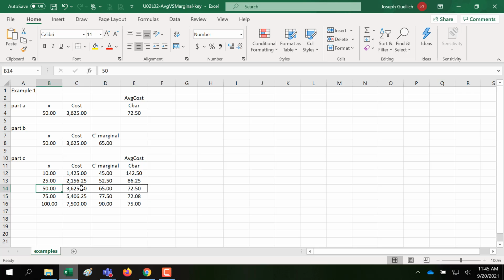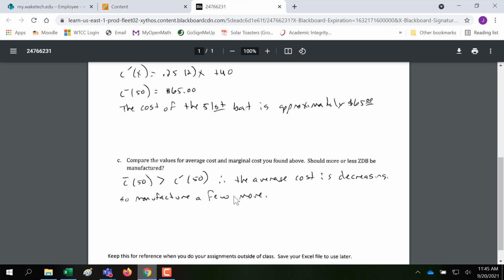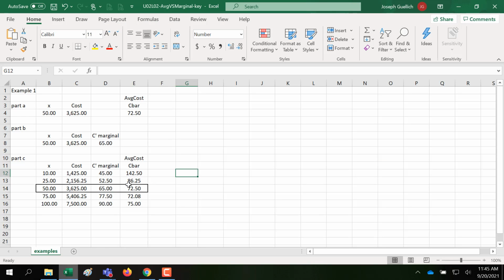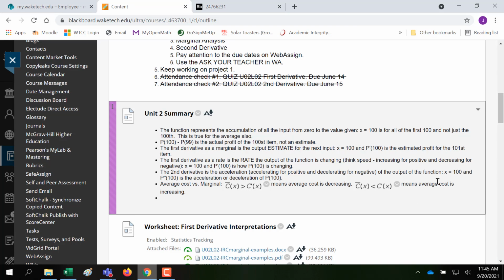So at that value of 50, because the average is greater than, and you memorize that inequality, we're able to say that the average cost is decreasing. So if you manufacture more, you'll be making a little bit more money per unit. But again, you could get that from the table. And then the opposite, if the C bar is less than, then we go back to our average cost is increasing, so you've made too many.